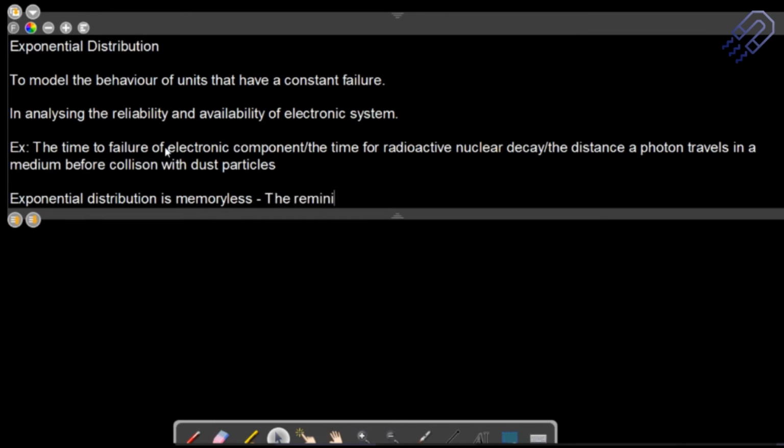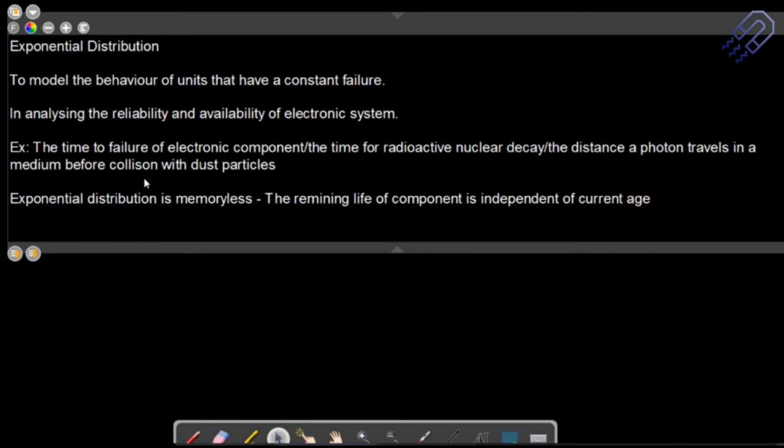So in general we can say the remaining life of a component is independent of current age. So this is why the exponential distribution is memoryless, okay. Why we call it memoryless. So if you just want to measure the central tendency and dispersion, probably I'll take up this mean, which is usually represented as mu. It is 1 divided by lambda, okay.